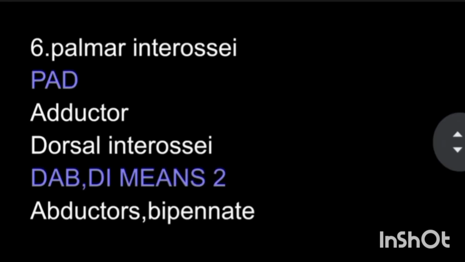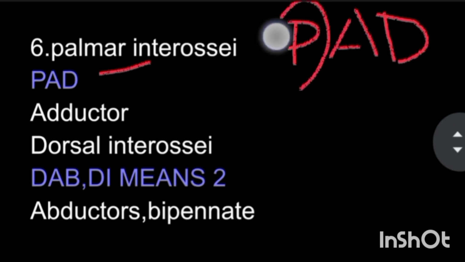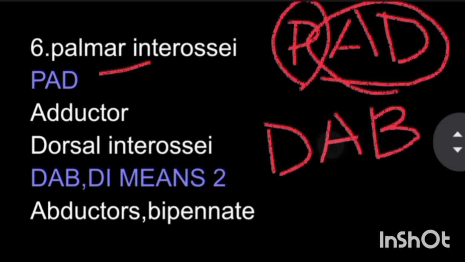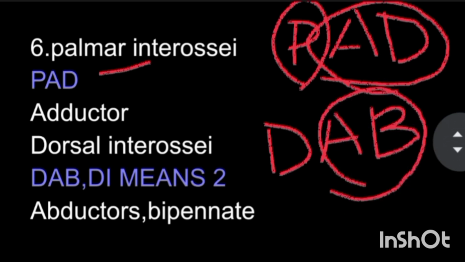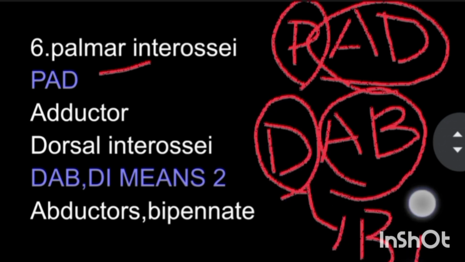Next, palmar interossei. For palmar interossei, remember the mnemonic PAD. AD for adductors. Palmar interossei are used in adduction. Next, dorsal interossei. Remember DAB. AB means abductor, so dorsal interossei are abductors. D for die, die means bi, so these are bipinnate muscles. So palmar interossei are unipinnate.